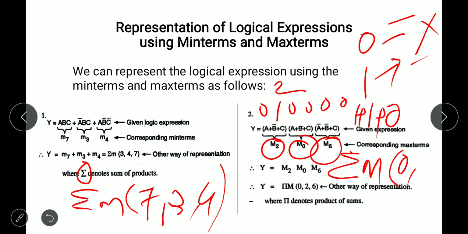And we will write the summation of capital M in a bracket 0, 2 and 6. Okay, this is nothing but another way of representation; here summation is not used, here the pi sign is used for a max term. So pi capital M is equal to 0, 2, 6. So another way of representation. So you have to write the logical expression using min terms and max terms also.